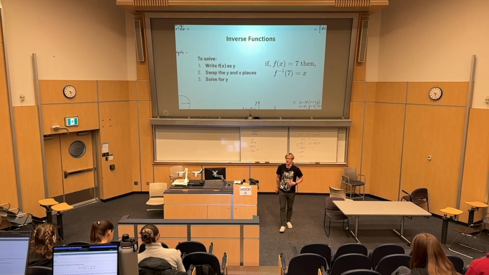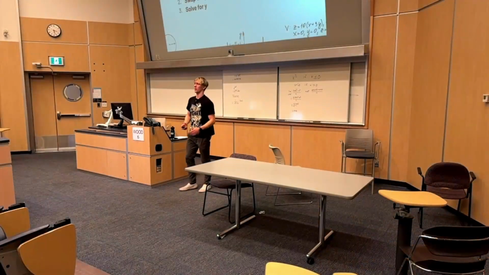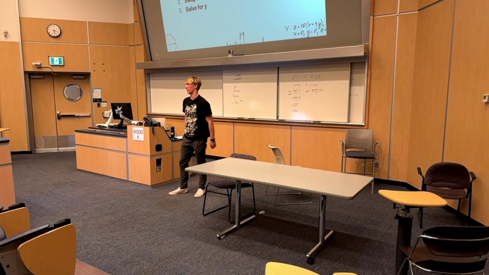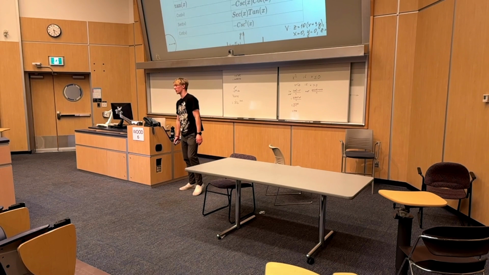Okay, and then lastly, inverse functions. Just quickly going over, it's basically, rather than having x as an input that returns y, you have y as an input that returns x. So if f of x equals 7, then the inverse of 7 would equal x. And in order to solve this, all you do is you write f of x as y, you swap that y and x places, and then you rearrange and solve that equation for y. And that's all it is for inverse functions, and you can also differentiate that. Yeah, and then you can use that to determine the derivative of an inverse function.